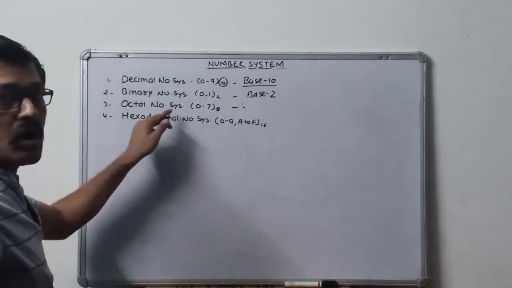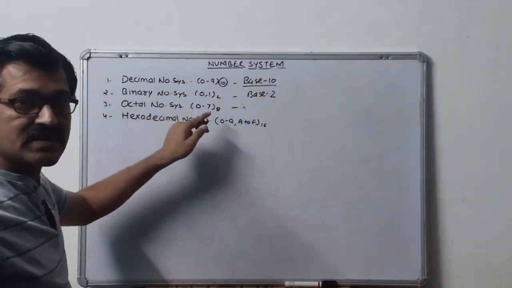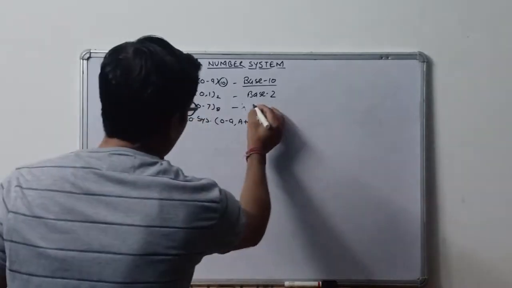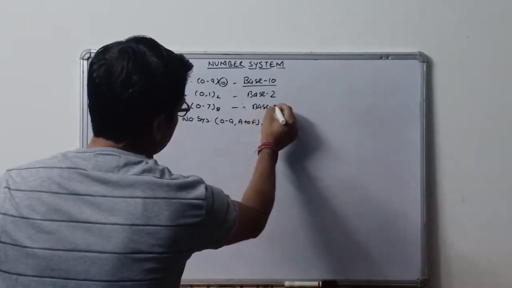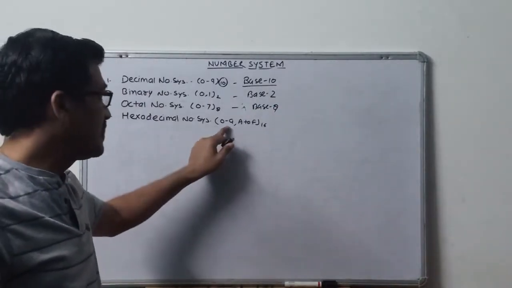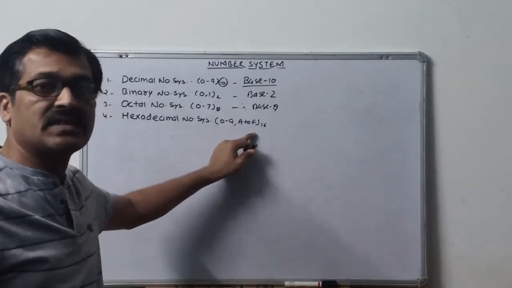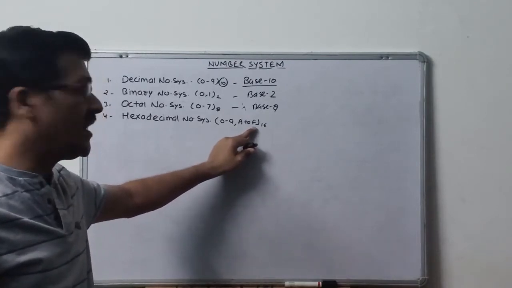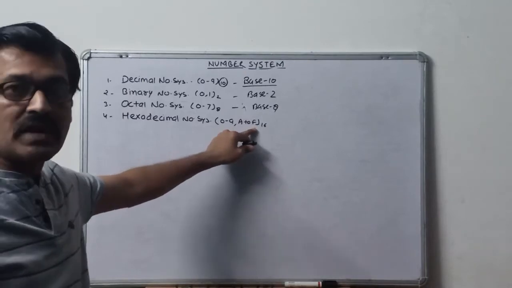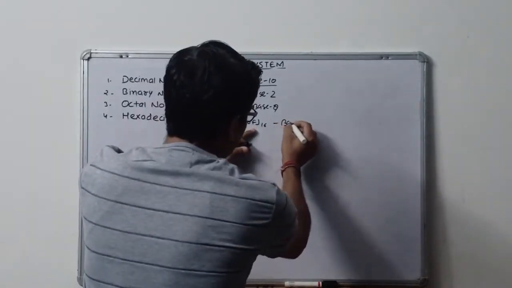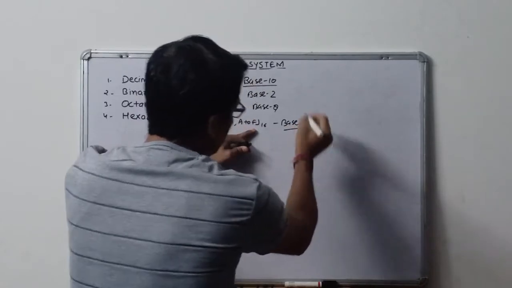The same octal number system contains the values 8, 0 to 7. So base will be 8. Hexadecimal number system having 10 digits and 6 alphabets. 0 to 9 digits and A to F alphabets. So total number of characters here are 16. So base is 16 here.